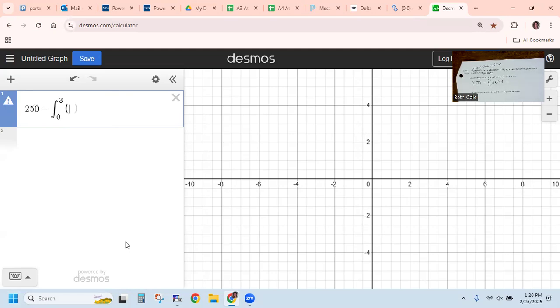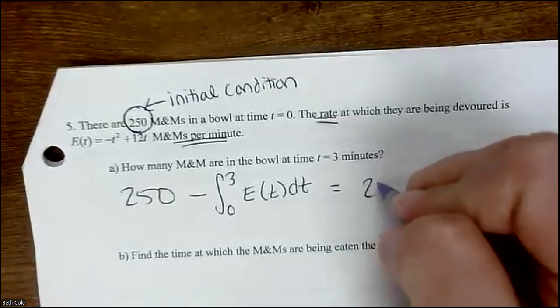You know what? I'm not actually sure it'll work with T. Let's see. If it doesn't, I'll change them to X's. Whoops, not 12. Negative. I know. It does have to be X. Yeah. Oh, no, it worked. Cool. Okay, it worked with T. So how many M&Ms are left? 205 M&Ms.